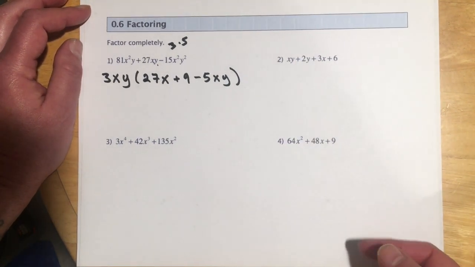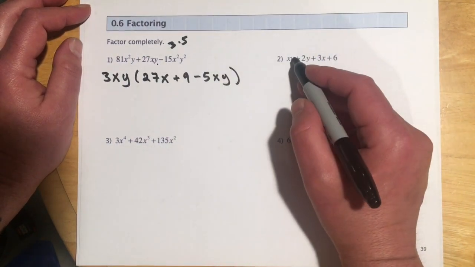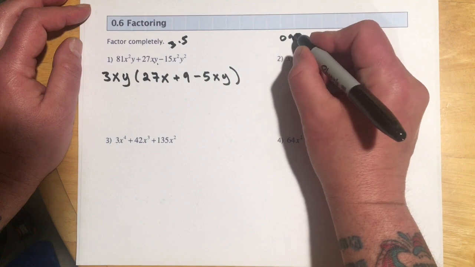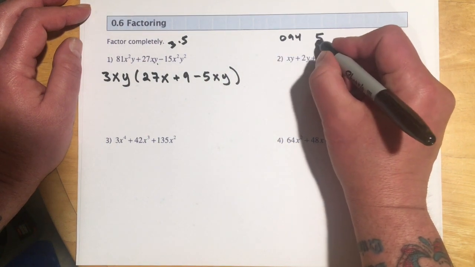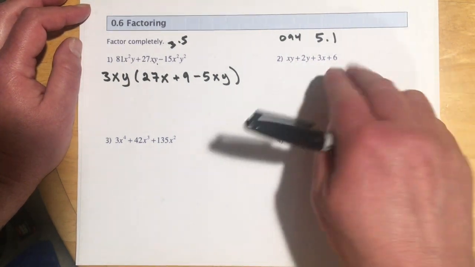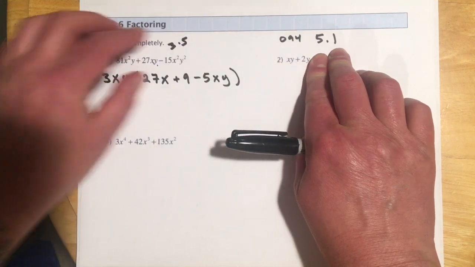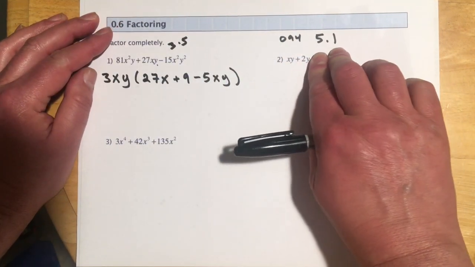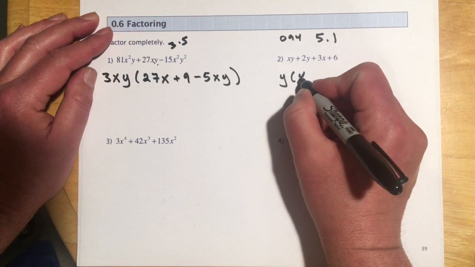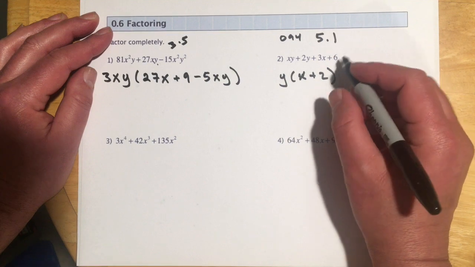Number 2. This is a 4-term problem, and greatest common factor in 4-term, which is going to be grouping, is covered in 094, section 5.1, if you want to see more of either of these two problems. So when we have 4 terms, remember that's the kind where we cover up the second 2 terms and take out the greatest common factor. So in this case, I could pull a y out of both terms. And it leaves behind the x and the plus 2.